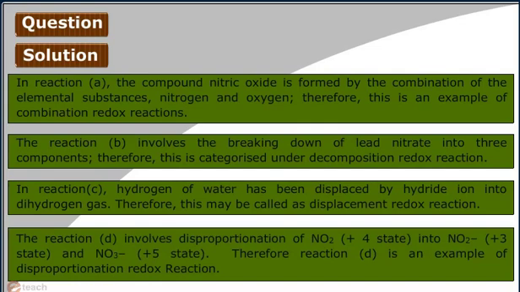Reaction D involves disproportionation of NO2, in the +4 state, into NO2 minus in the +3 state and NO3 minus in the +5 state. Therefore, reaction D is an example of a disproportionation redox reaction.